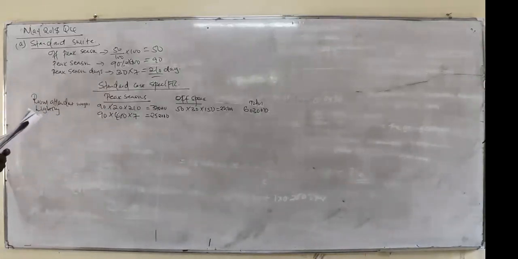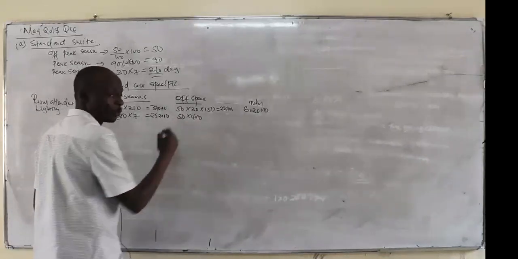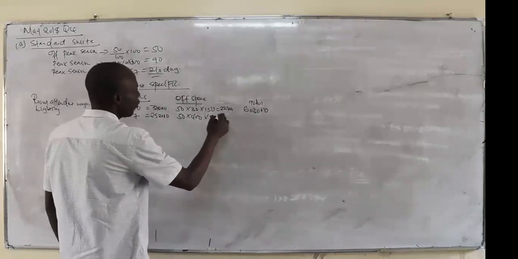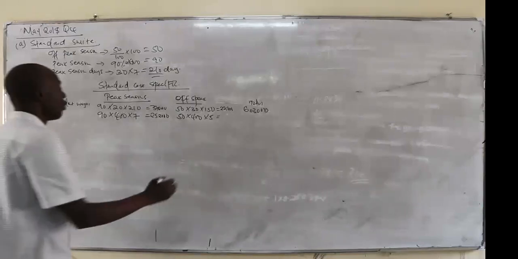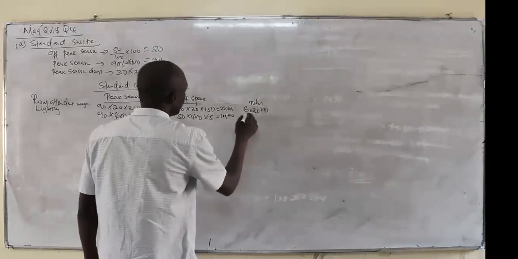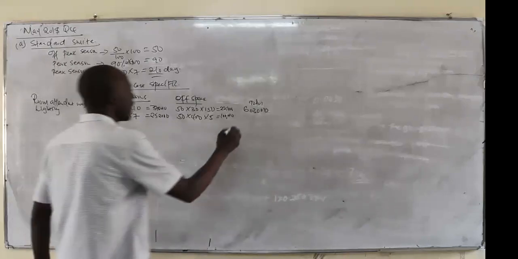So we do the same to this one. This one is going to be 50 rooms times 400, that is cost per room, times 5, the number of months in off-peak. How much is that? So this one will give you 100,000. Total here, this one will give you 352,000.